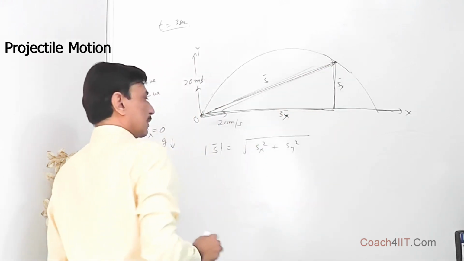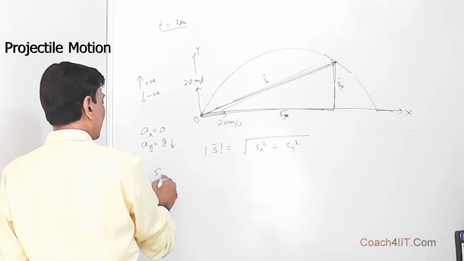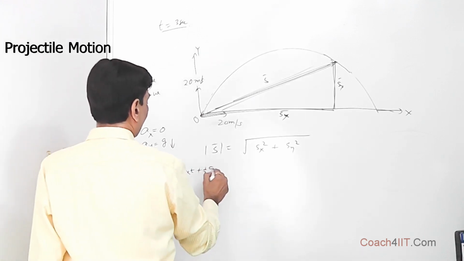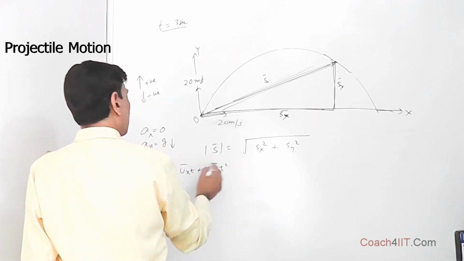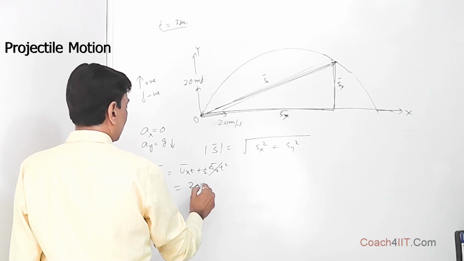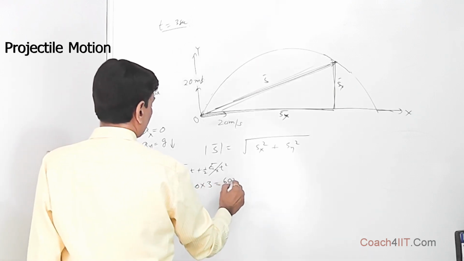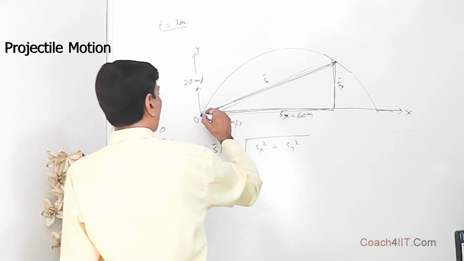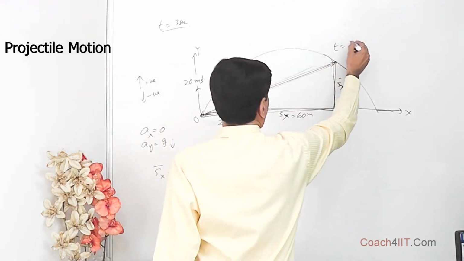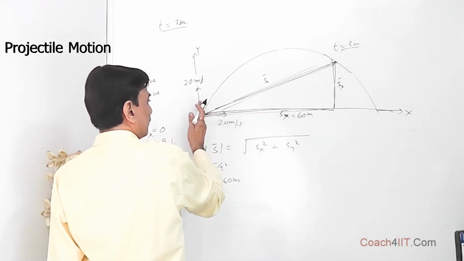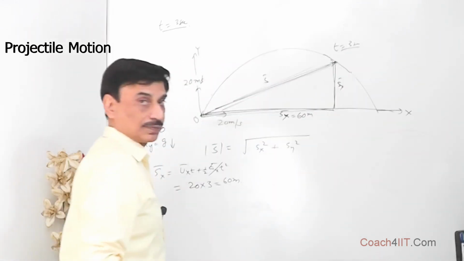Sx we can find out. At t equal to 3, Sx is equal to uxt plus half axt square. Ax is equal to 0, so Sx is equal to ux into t. Ux is 20, time we are taking as 3, so this is 60 meters. So from here to here, it is 60 meters. At 3 seconds the body is here, and in these 3 seconds the body has moved 60 meters in the forward direction.